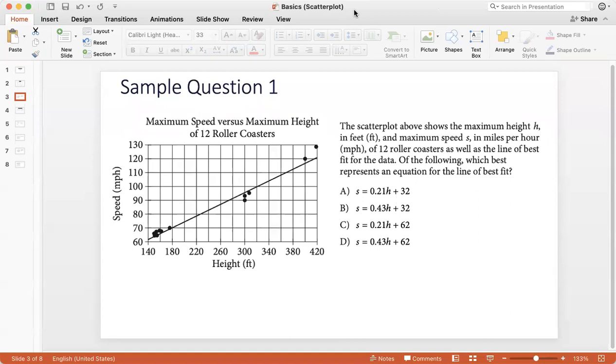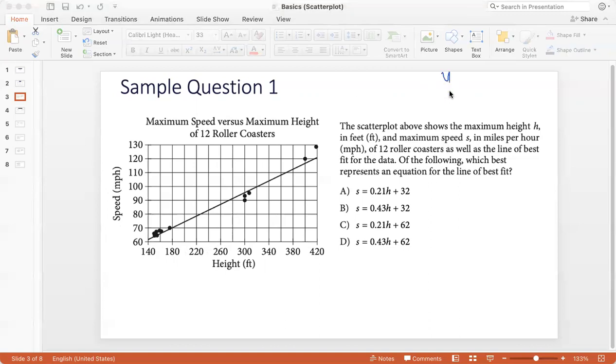The scatterplot here shows the maximum height h in feet and maximum speed s in miles per hour of 12 roller coasters, as well as the line of best fit for the data. Which of the following best represents an equation for the line of best fit? So here, this is more of an algebra question than a scatterplot question, because even though a scatterplot is given, you are ultimately expected to find the equation of the line of best fit.